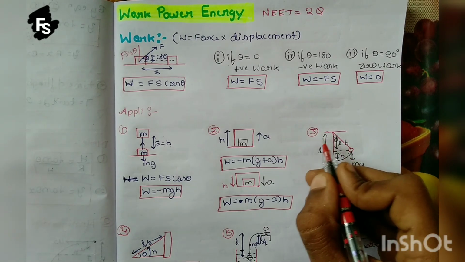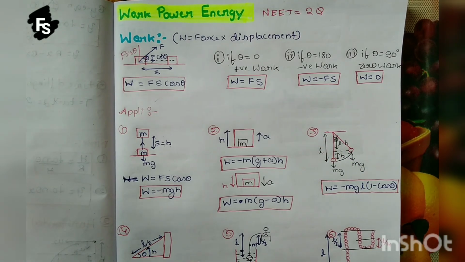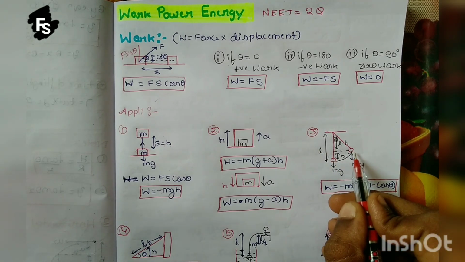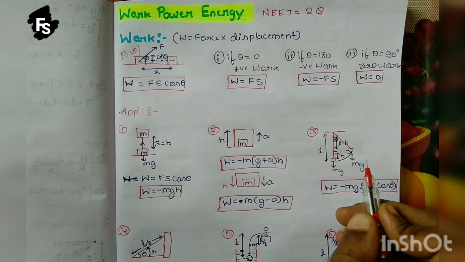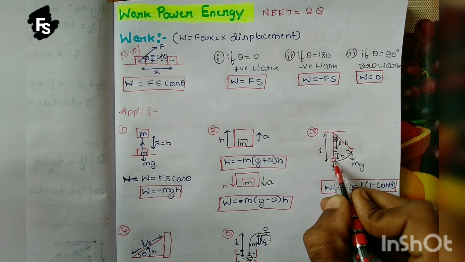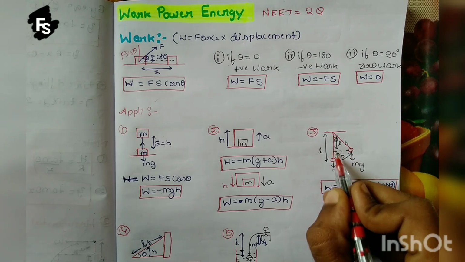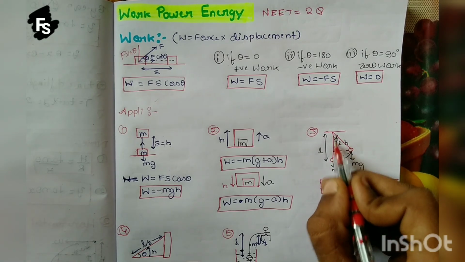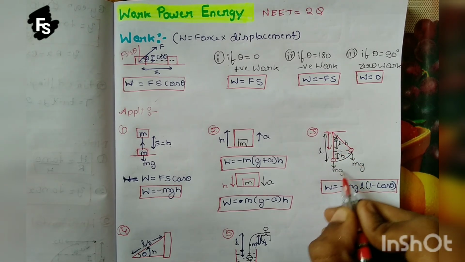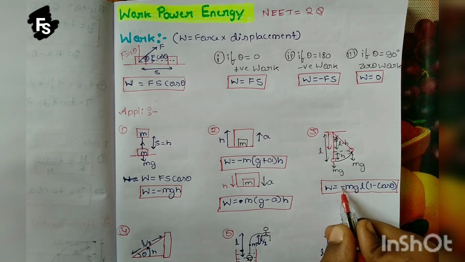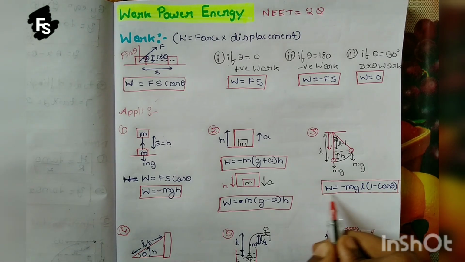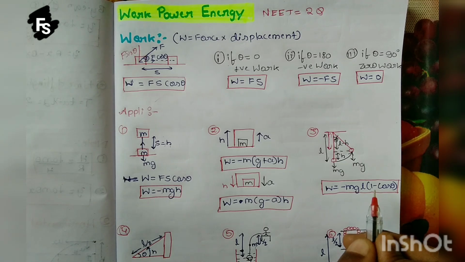Next we move on to the third application. If the pendulum is oscillated from here to here, then what is the work done? The length of the pendulum is L and it is lifted to this position, meaning the height is h. And this is L minus h. Then this is mg, the force. Work done is equal to minus mgL into 1 minus cos theta. There is some derivation we don't need, we only need this formula, remember it.